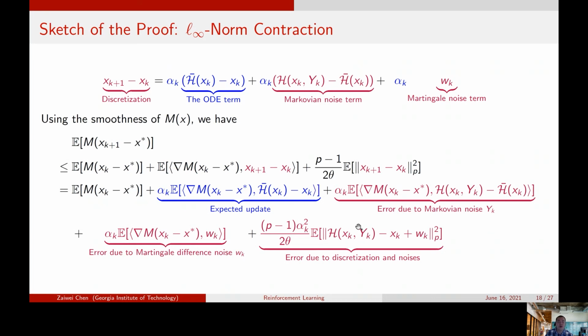After we control all these terms, we arrive at the one-step drift inequality. The expected update will contribute the negative drift, minus big O of alpha k, here. And the errors due to Markovian noise, martingale difference noise, and discretization are all captured in the small o of alpha k term. So this inequality is exactly the one-step drift inequality we desire. And by iteratively using this inequality, we get the finite sample bound we presented earlier. The key step in this proof is the construction of the Lyapunov function using the generalized Moreau envelope.